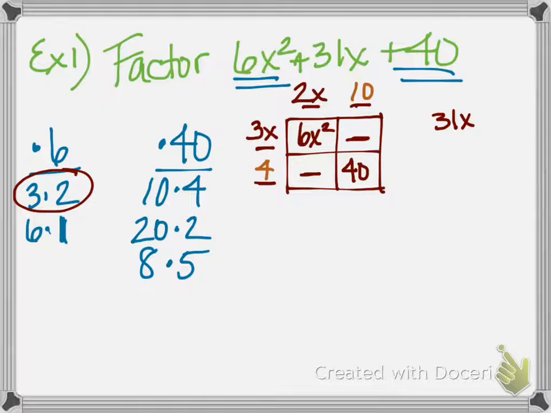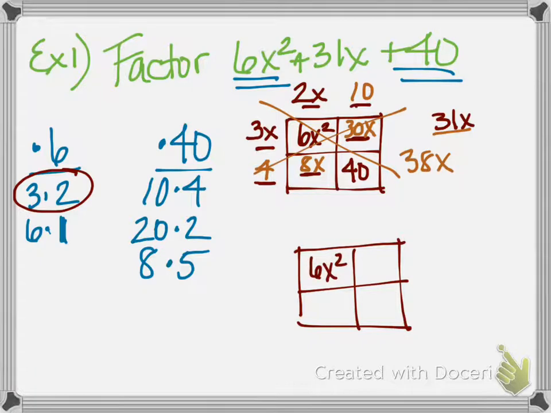So when I do 10 times 3x, I get 30x. And 2x times 4, I get 8x. And when I add 30x and 8x, I get 38x. Not the 31 that I was looking for. So this one is not going to work. So back to the drawing board.